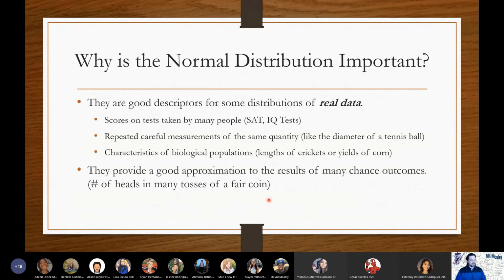Again, they provide a good approximation of the results of many chance outcomes. So if we were to flip a coin a number of times, and let's say we had all of you flip a coin 20 times and you only counted how many times you got a head, the number of heads out of 20 tosses of a fair coin would most likely, if we compiled all this data, fall into a normal pattern or normal curve.